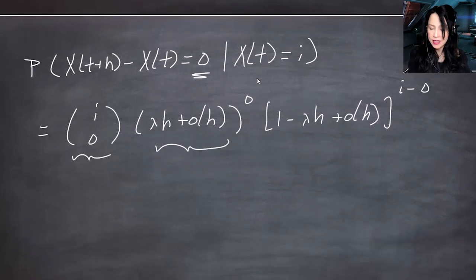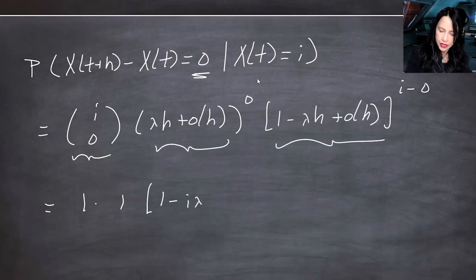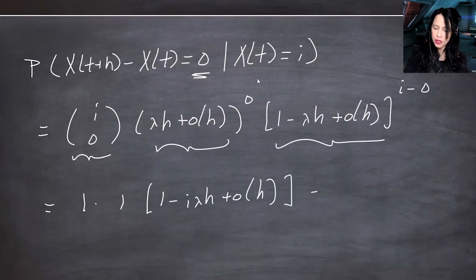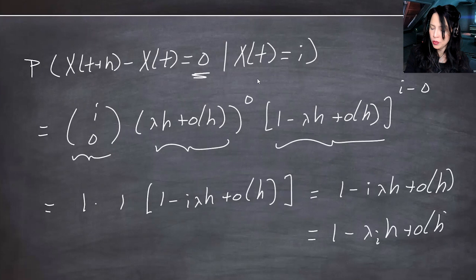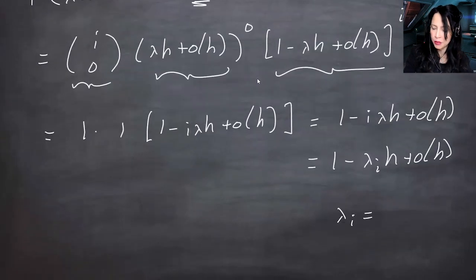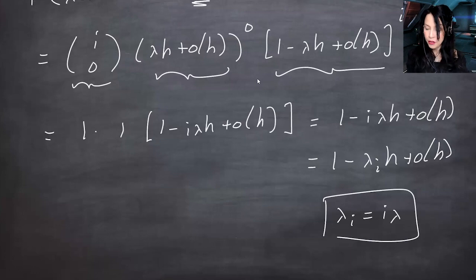This is 1, this is 1. So we get 1 times 1, and this is one of our simplifications. It is 1 minus I lambda h plus little o of h. So this whole thing is 1 minus I lambda h plus little o of h. And fortunately, that matches 1 minus lambda I h plus little o of h because we have already defined our lambda I to be I lambda. So the birth rate when there's I in the population is I times lambda.